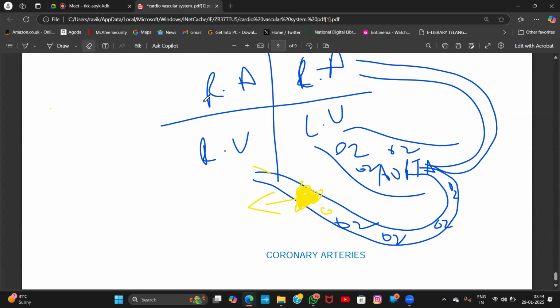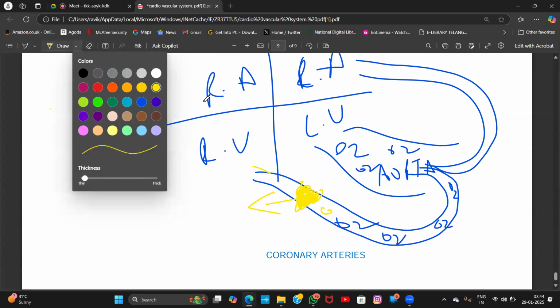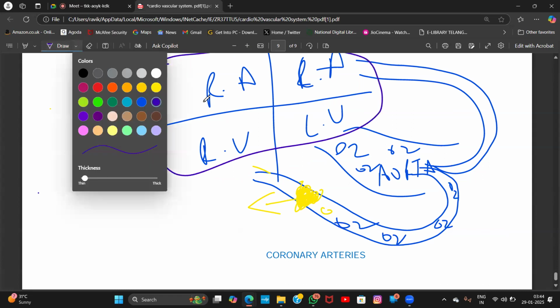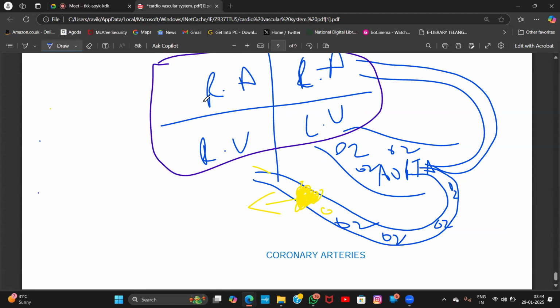The stoppage of oxygenated blood supply to the heart muscles. The oxygenated supply to the heart muscles stops. Because of this stoppage, it causes a condition called, what is the condition called? This condition, the accumulation of fat, is called CAD, that is, coronary artery disease.